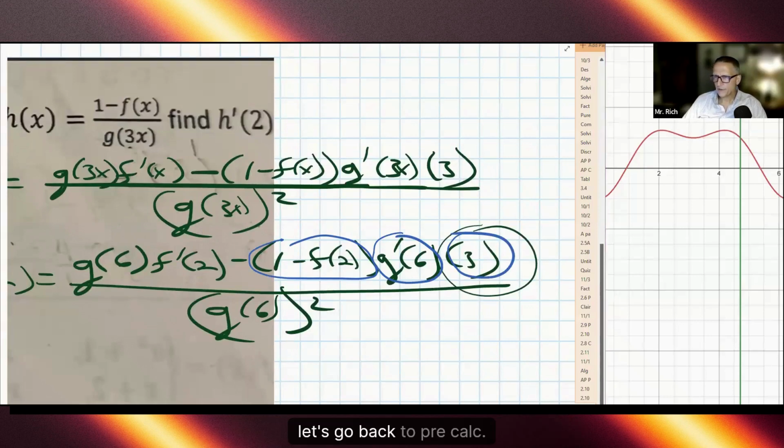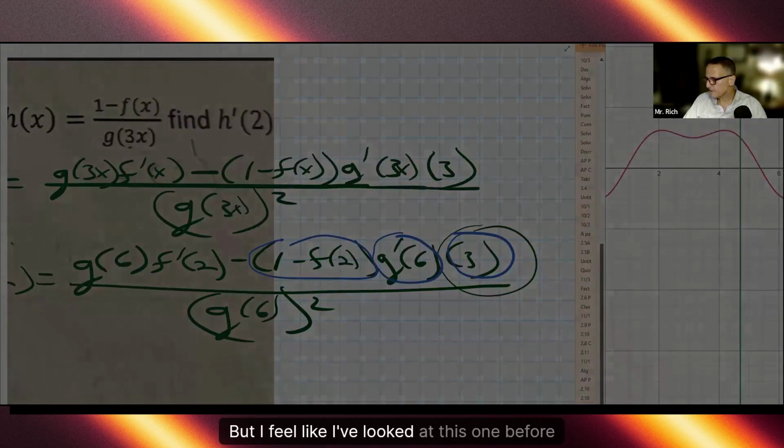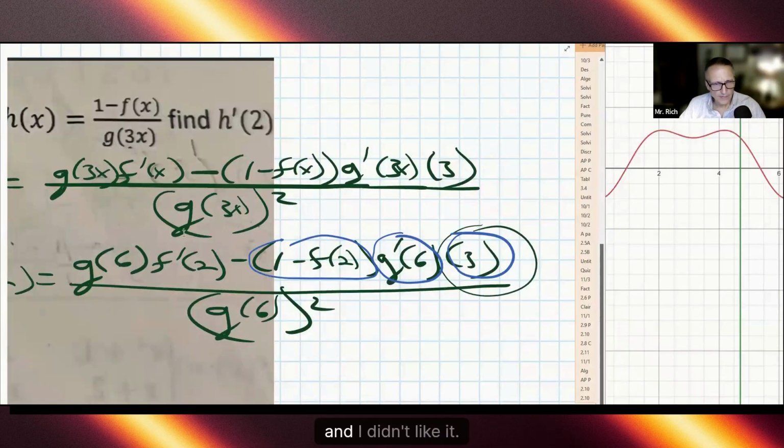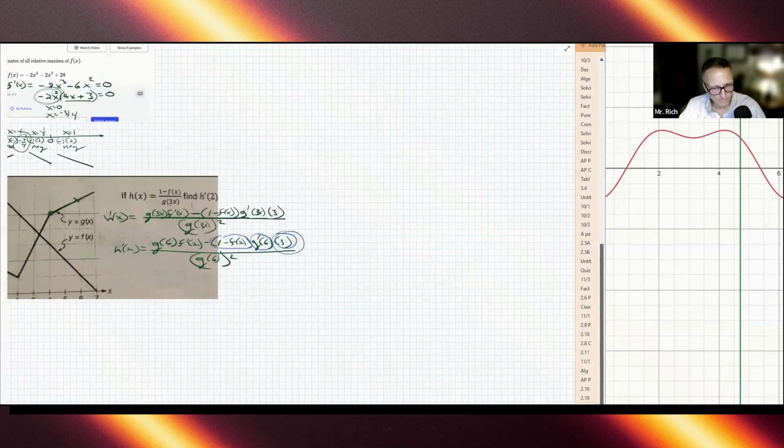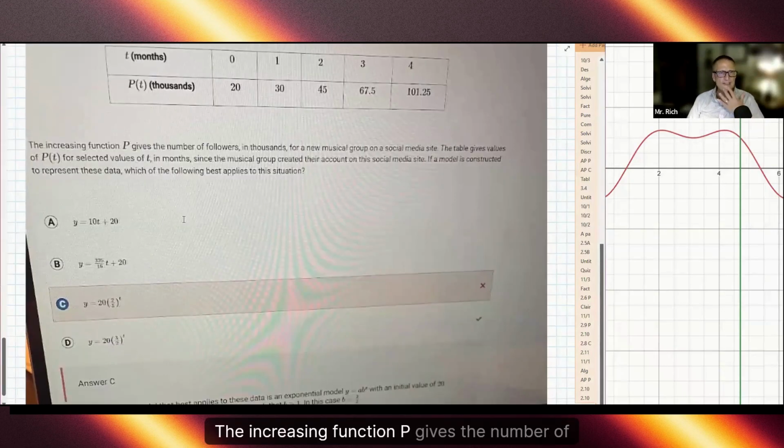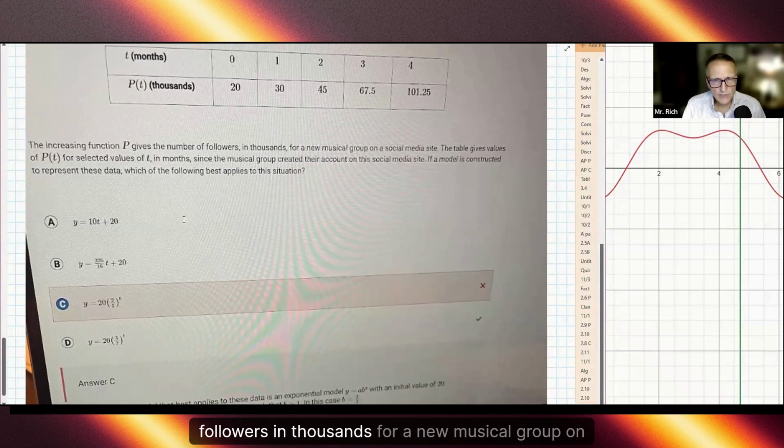All right, let's go back to pre-calc. Avery had another question. I think she sent two questions. Let's take a look at this one. Oh boy, I don't know about this one. This one might be too tough, but I feel like I've looked at this one before and I didn't like it, but we'll see.